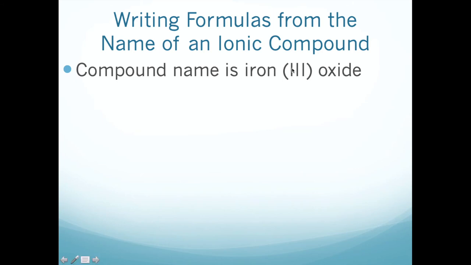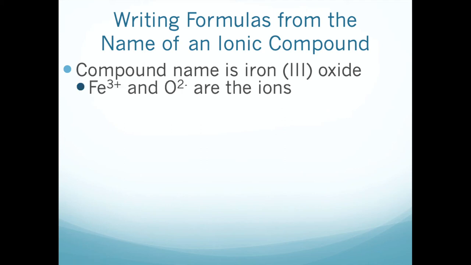Now, that Roman numeral there is going to be useful because it's telling you the charge on your iron. Iron is a transition metal, so you can't use your periodic table to figure this out. The iron we're using in this problem has to have the charge of 3 plus because of that Roman numeral. So the symbol for iron, which you can get from your periodic table, is Fe, and so we write it as Fe with a 3 plus charge.